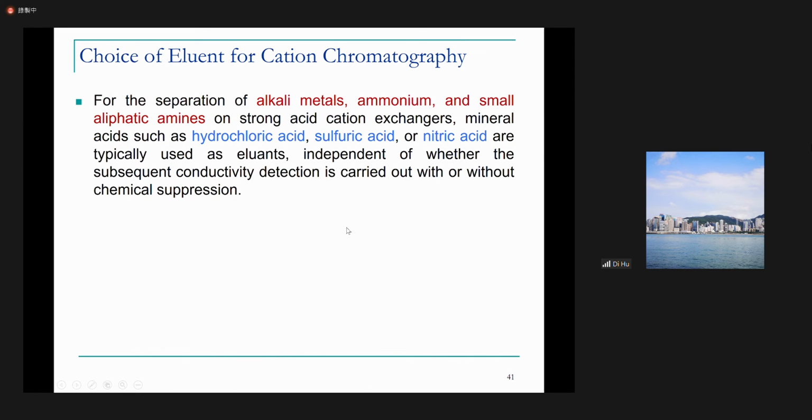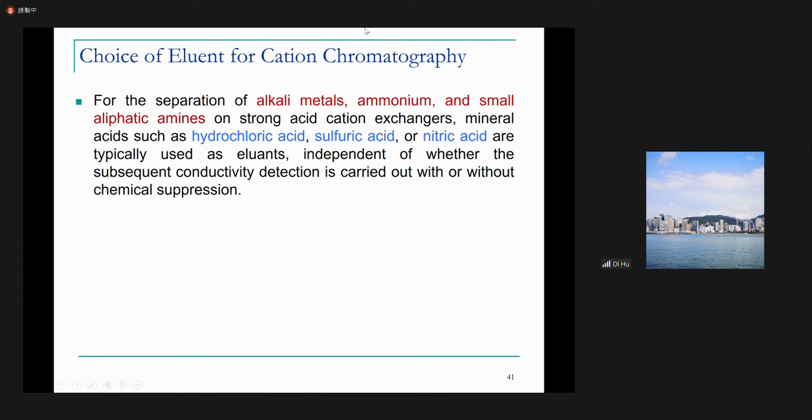Okay. So how about the choice of eluent for cation chromatography? Remember the example I showed you earlier? That one used what? MSA, the methanesulfonic acid. In that example, we had the separation of lithium, sodium, potassium, ammonium, together with calcium and magnesium, right? So we have both the singly charged and the doubly charged, divalent ones.